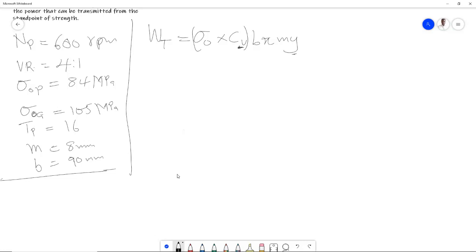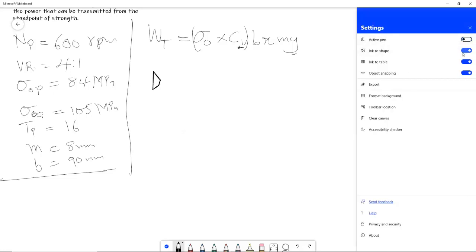All right, so from the parameters that we have been given, we have the number of teeth for the pinion, which is TP, and then we also have the module, which is 8 millimeters. So to determine the pitch line velocity, which is the first thing we have to determine, we need to determine the D.